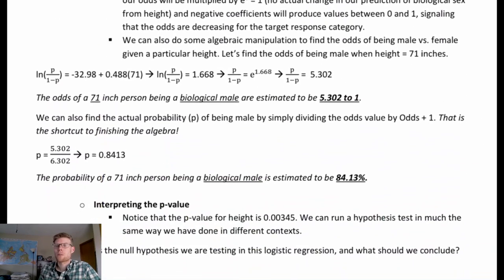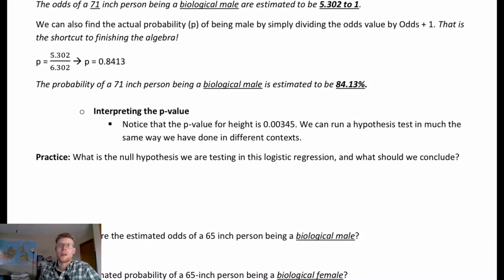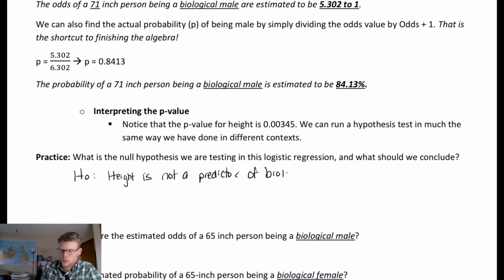But yeah, we get a pretty low p-value, meaning that we're quite confident. We're very confident that height actually has some predictive power in classifying some of these biological sexes. So what's the null hypothesis we are testing, and what should we conclude? The null hypothesis is going to be that height is not a predictor of biological sex. This is how I'd write it in words.